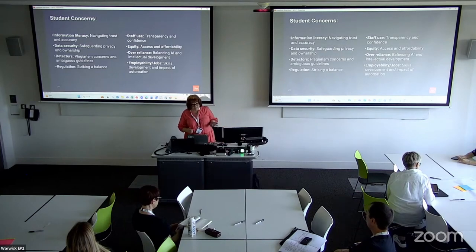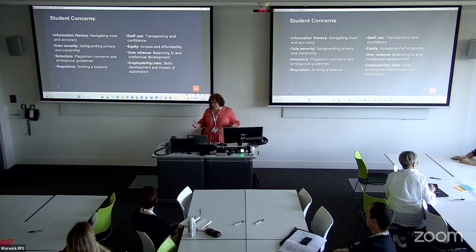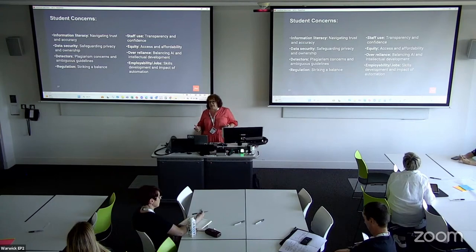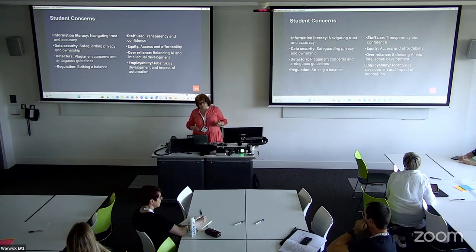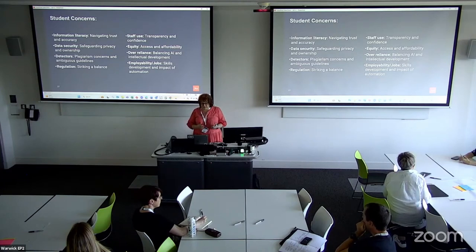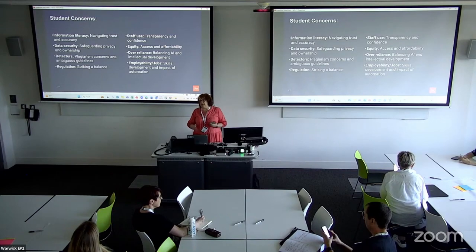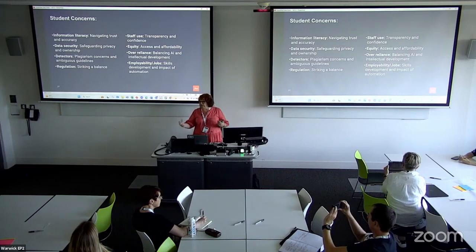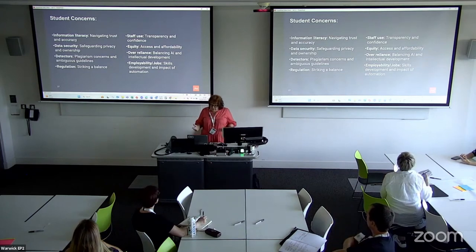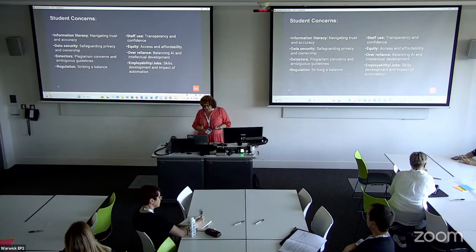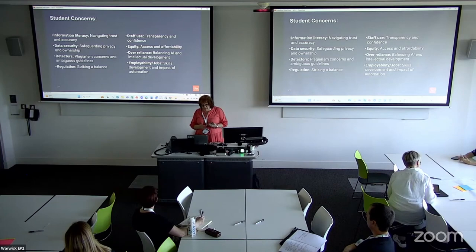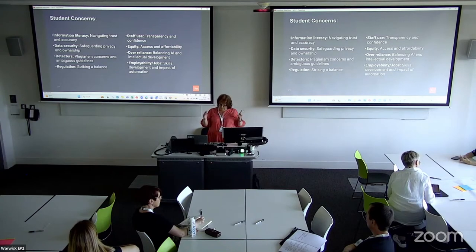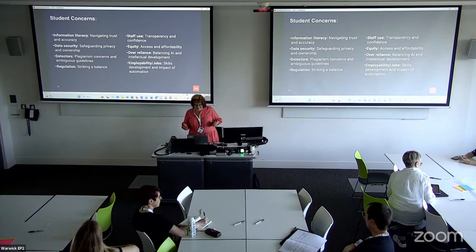Student concerns, they have quite a few. They're very concerned about information literacy. They don't feel that they necessarily have the skills to make those decisions for themselves. They're concerned about data security. What's happening with the stuff that they're putting into these tools? How do they safeguard their privacy and their ownership? If they're art students or something, using some kind of tools, they still want to feel that they own their own work. Detectors, we talked about that, plagiarism and ambiguous guidelines. Regarding regulation, students thought it was about striking a balance. They were very keen on the kind of high level governmental regulation around big AI. They were much less keen on strong regulation in institutions. You'd maybe expect that.